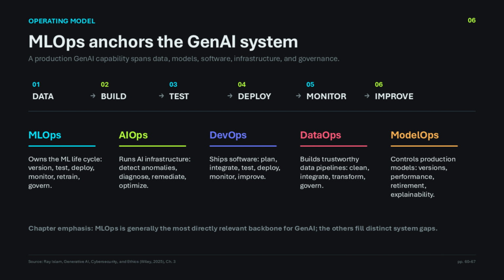It sounds like a lot of ops. I know, but each one answers a different operational question. And here's the key point. Production GenAI is a system, not a file sitting on a server. These disciplines work together to keep that system reliable, secure, and continuously improving.